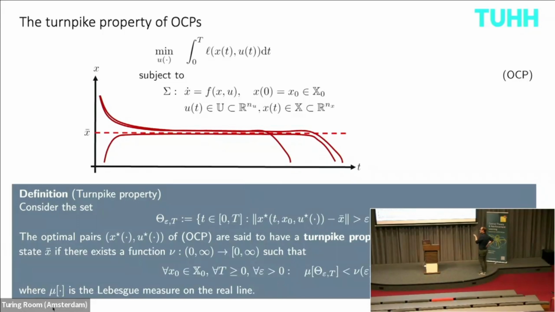We say the solutions of the OCP have the turnpike property if this set of time points is bounded independently of the horizon length. And if you have to bound a set of time points, in functional analysis, you use the Lebesgue measure on the real line. It's a bit of a nasty tool, but you can do that. So you want that for all considered initial conditions, all horizon lengths, and whatever the size of my neighborhood is, the time I spend outside of the neighborhood has a bound independent of the horizon length.